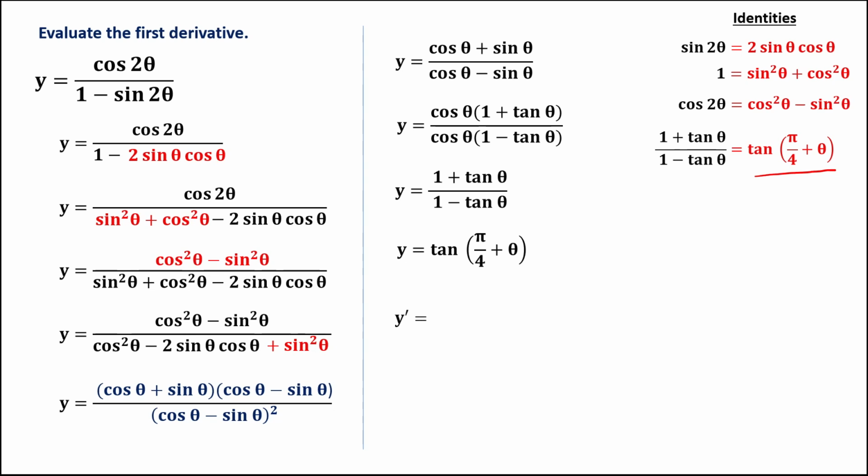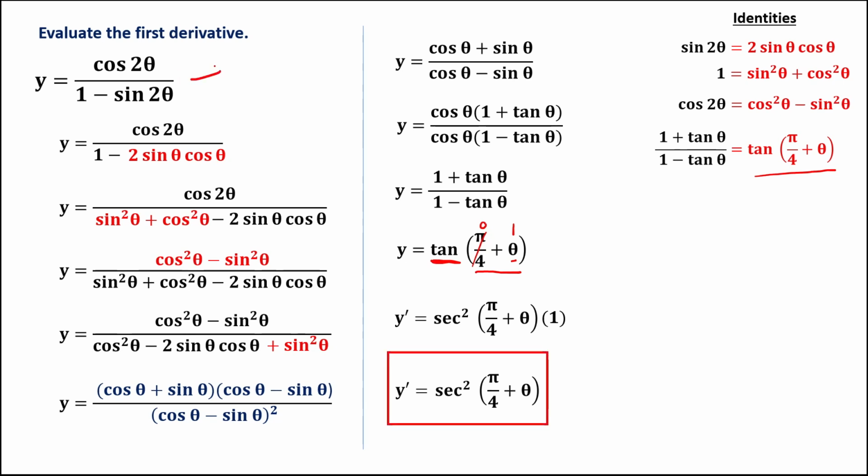Then we can find now the derivative. Since the derivative of tangent is secant squared, then π over 4 plus θ, times the derivative of π over 4, this one is 0 because this is a constant, and the derivative of θ is 1. So therefore times 1. Then to simplify, y prime equals secant squared of the quantity π over 4 plus θ. So this is now the derivative for this given.